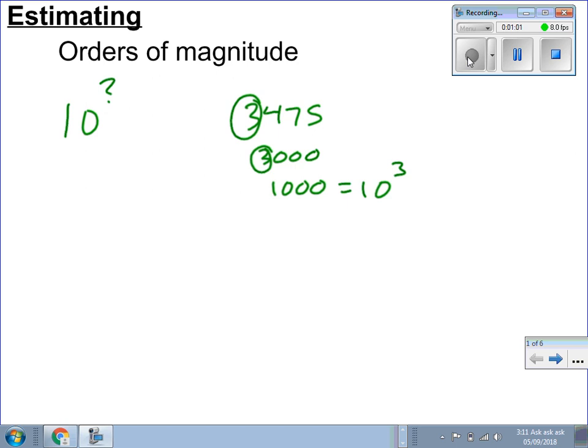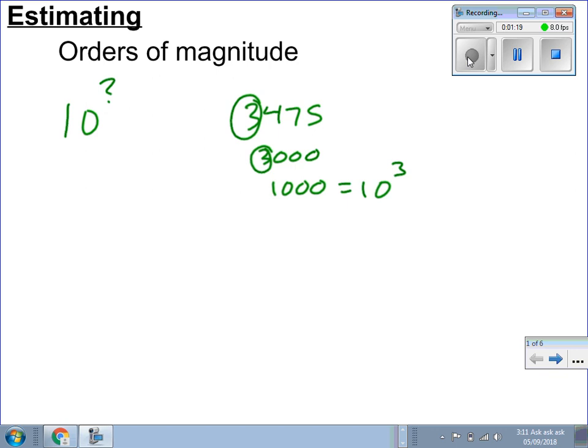So that's what we're talking about when we do orders of magnitude. We just want to know roughly, is it in the thousands, is it in the millions, is it in the quadrillions, right? So that's where we're going to start. That's what an order of magnitude is: 10 to the power of what is close to the number you're talking about.